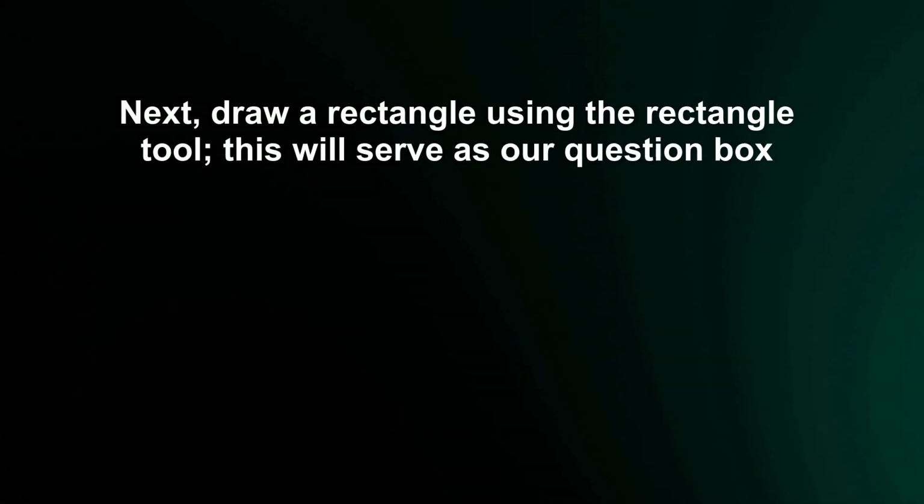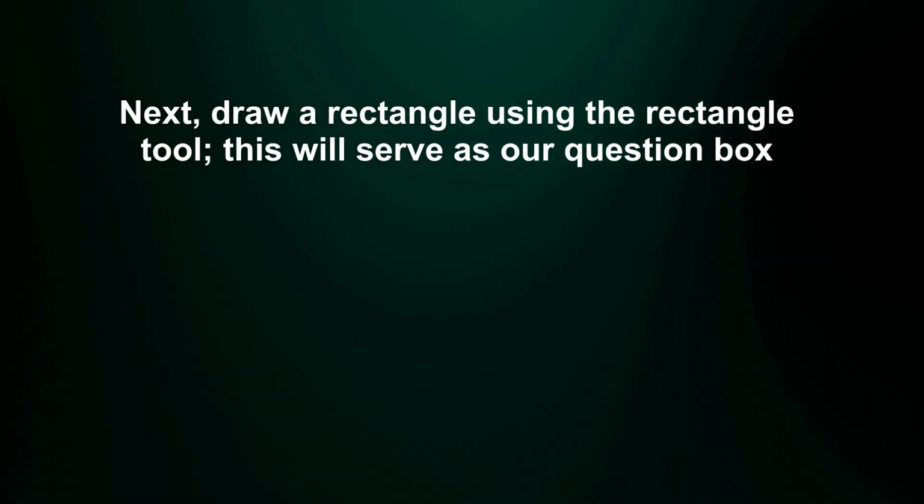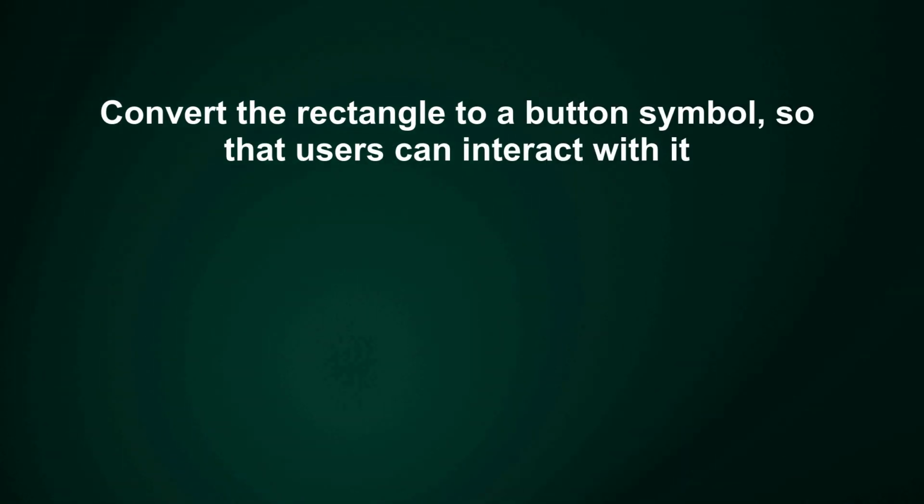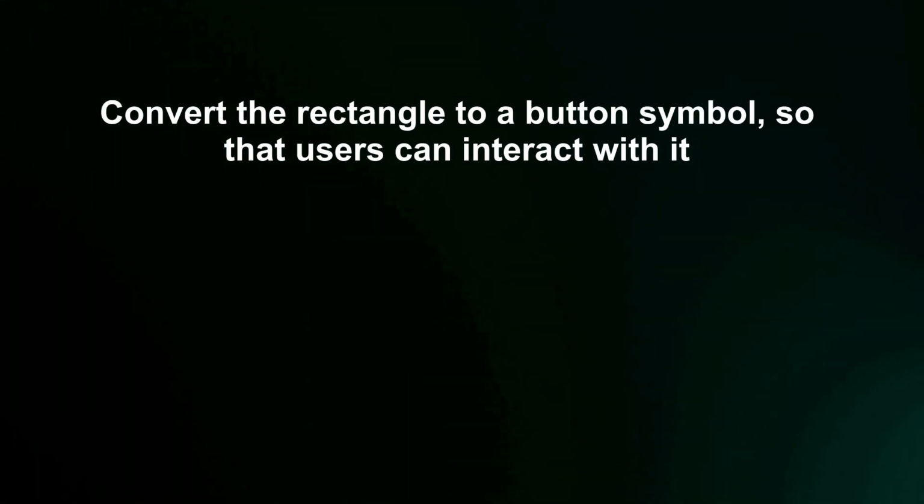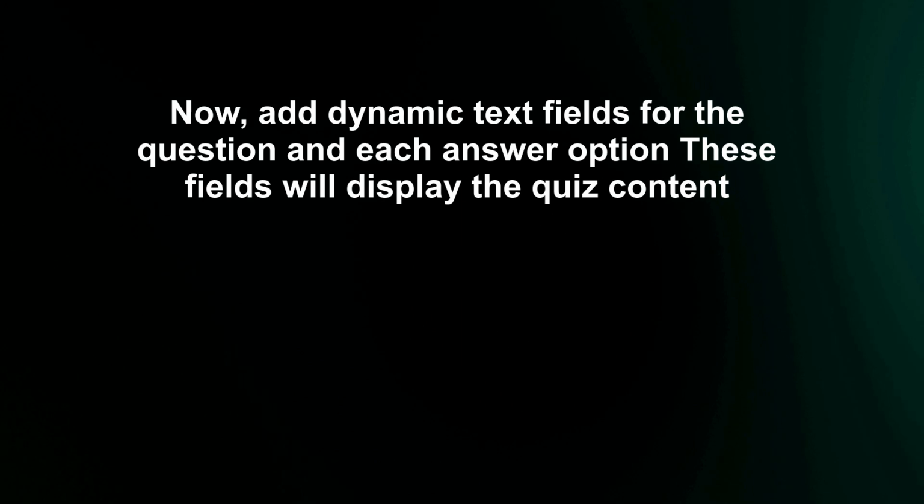Next, draw a rectangle using the rectangle tool. This will serve as our question box. Convert the rectangle to a button symbol so that users can interact with it. Now, add dynamic text fields for the question and each answer option. These fields will display the quiz content.